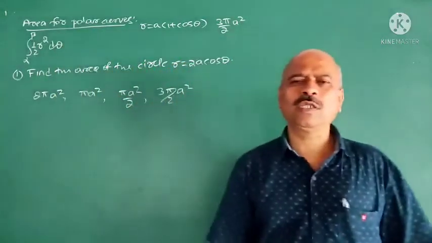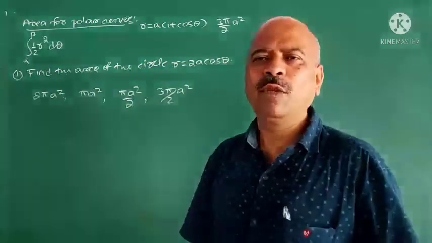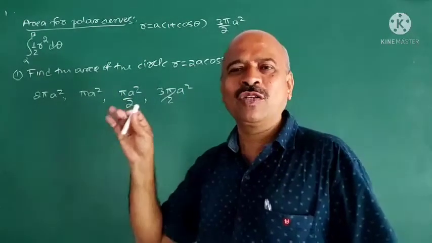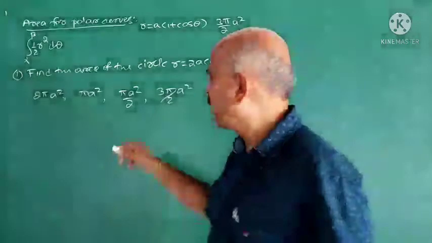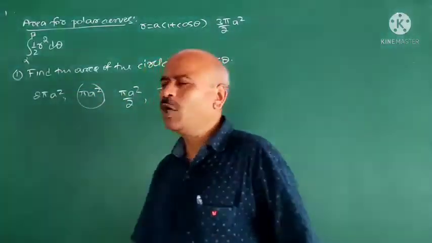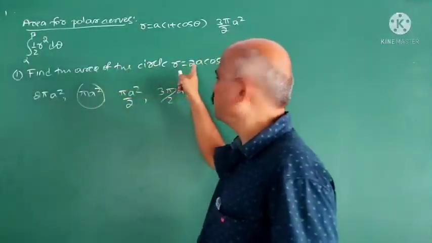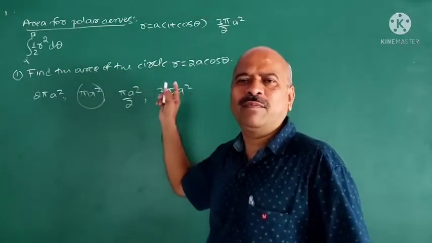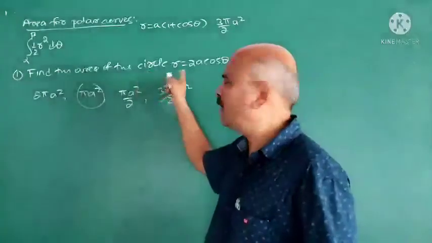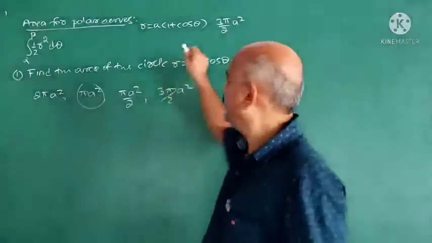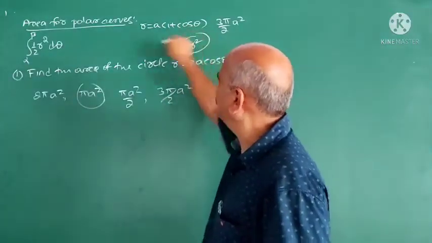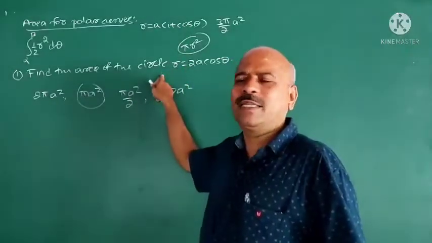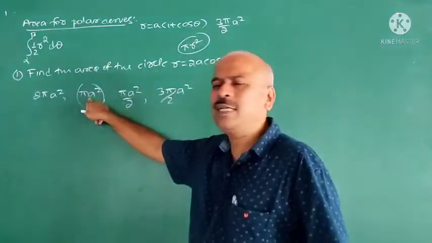Out of these choices, can you guess what is the answer? Because you have to guess now. You have not solved this problem, so you have to guess. Say the correct answer is pi a square, because r is equal to 2a cos theta represents a circle whose diameter is 2a. Diameter is 2a means radius is a, and area of the circle depends on the radius. Therefore area is pi a square, hence the answer is the second one.